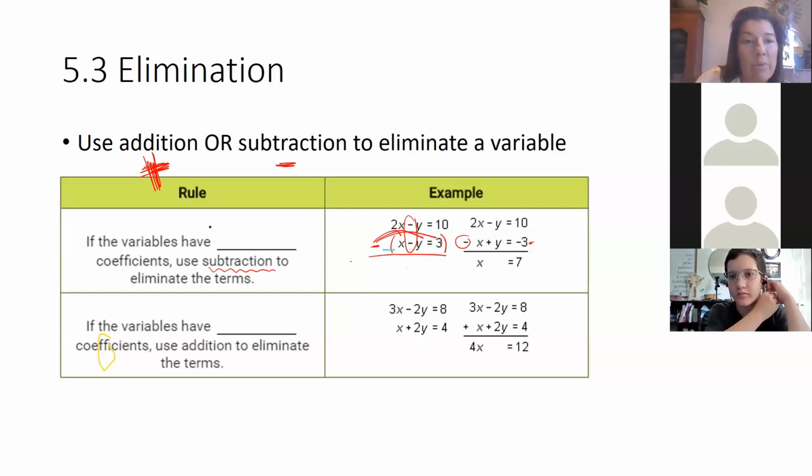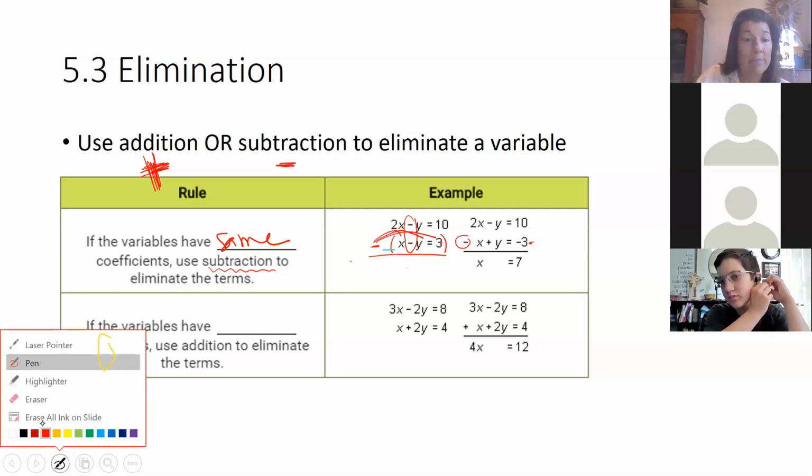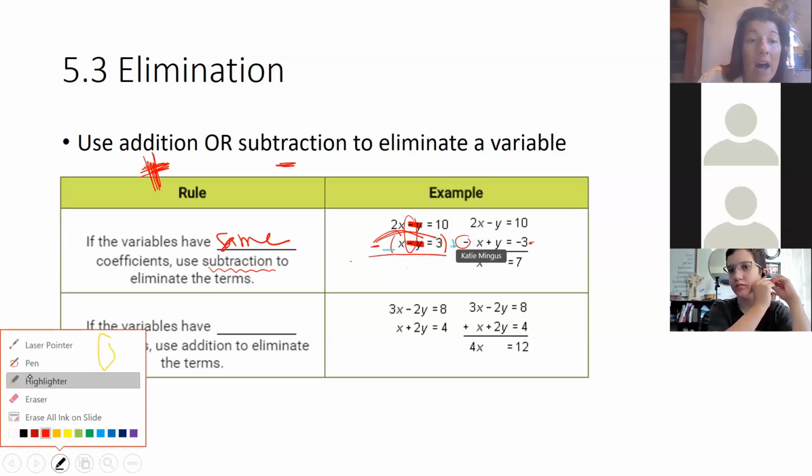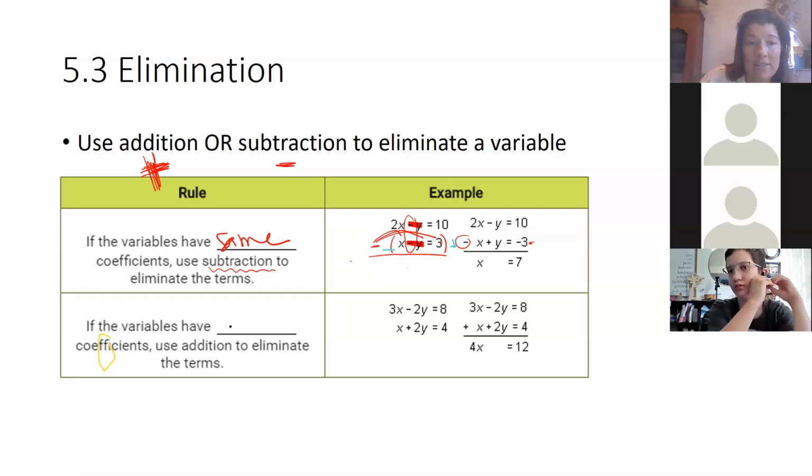All right, so if your variables have the same coefficients, you are going to use subtraction to eliminate the terms. Same coefficients meaning the numbers in front of a variable. Okay, so right there, see how they're both negative y. Okay, if the variables have the opposite coefficients, oh, why am I yellow?